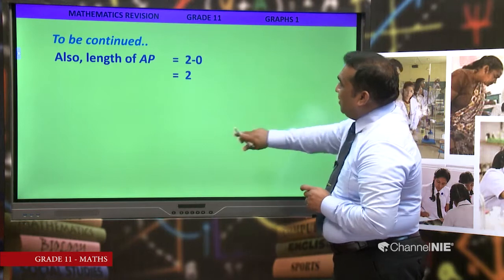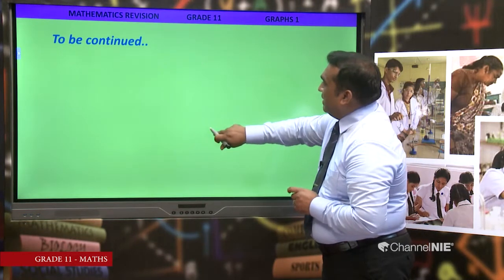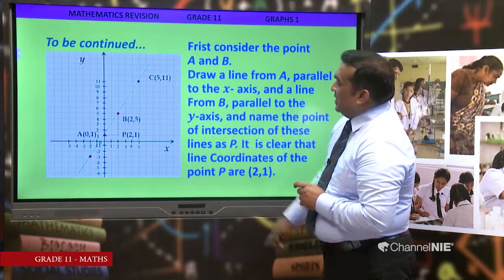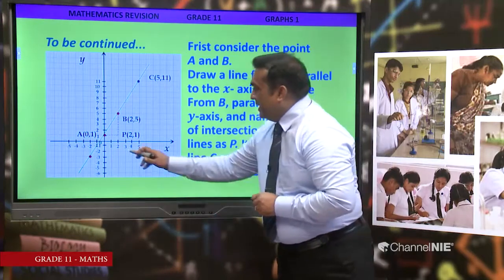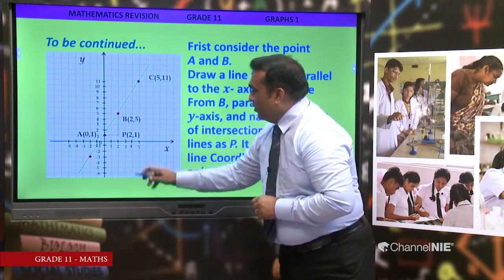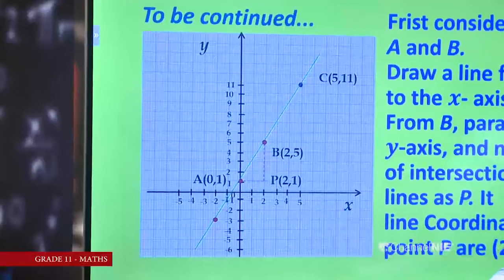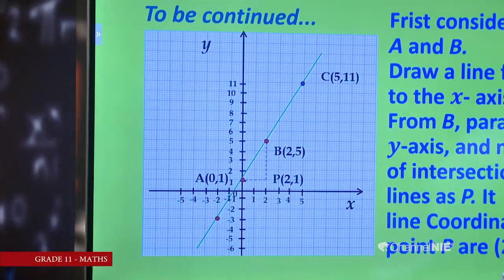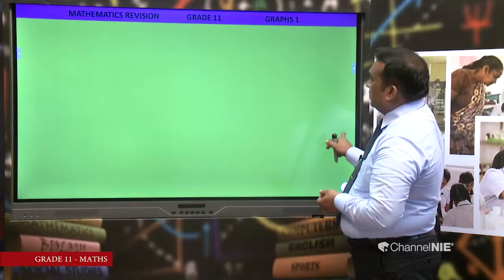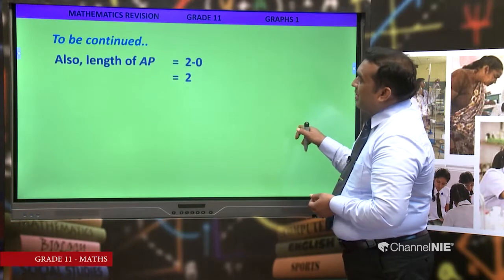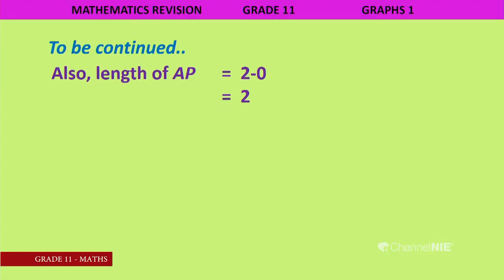The length of AP is 2. How to find the length of AP? Here you know the x coordinate is 2, the horizontal length from the origin. Also the length of AP equals 2 minus 0, which is 2. The length of BP is 5 minus 1, which equals 4.